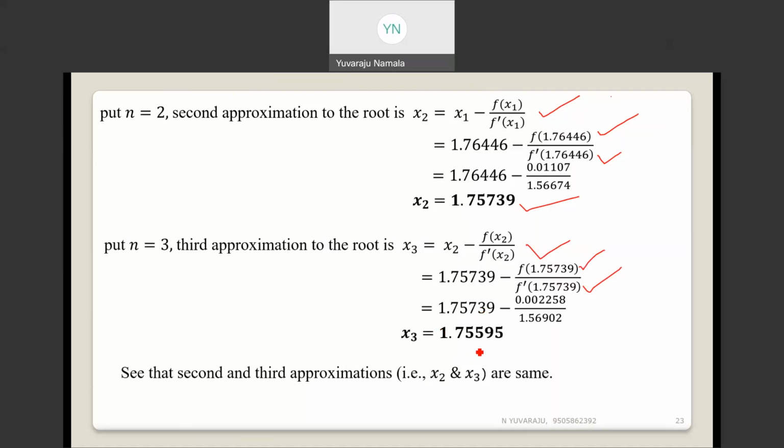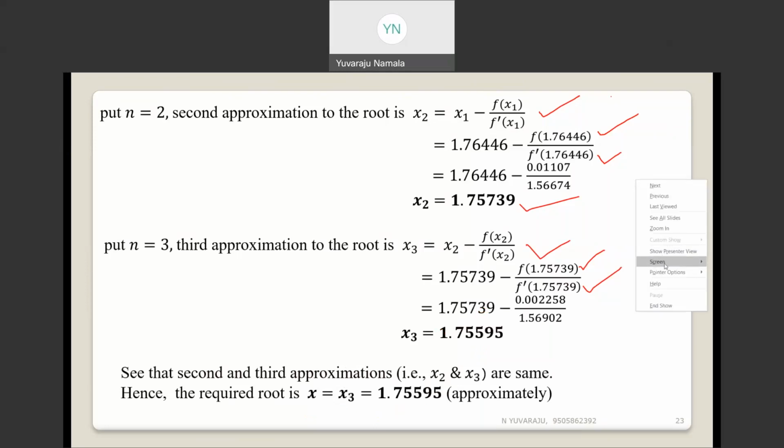So that is how we choose the required root. The required root is x is equal to x3, which is 1.75595. Okay, is it clear? Understood?